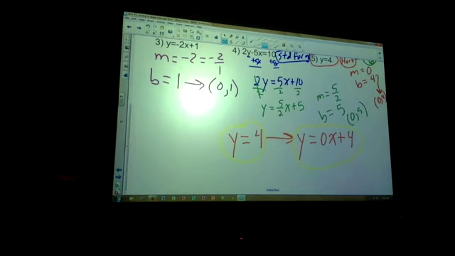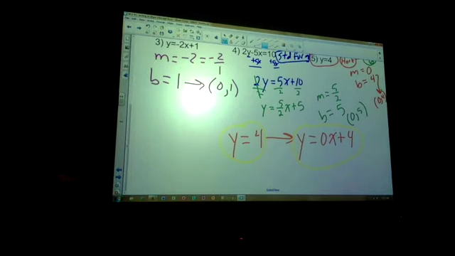So what is the slope of y equals 0x plus 4? 0. What is the slope of our original? So they're the same? Yeah. So what is 0 times m? M's normally a fraction, it could be a whole number, right? 0. So 0 times some number is 0. So are those the same thing? Yes. Exactly the same thing.